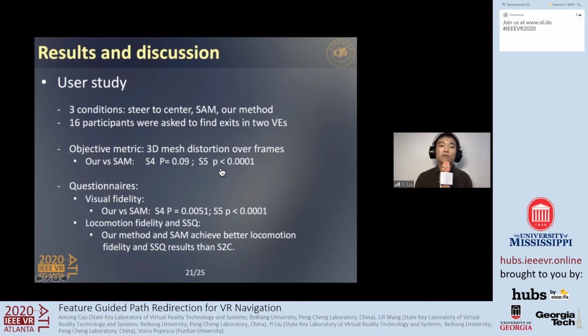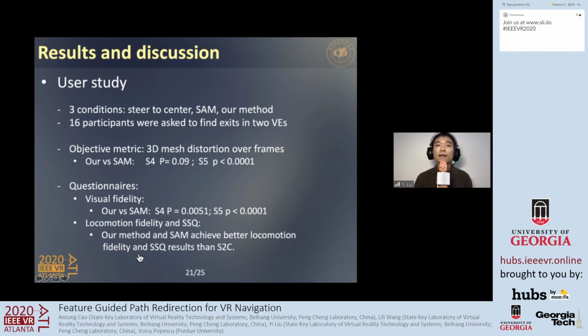We also collected questionnaires from the participants. From the visual fidelity questionnaire, it can be seen that our method has a significant advantage over SAM on both S4 and S5. From the locomotion fidelity questionnaire and SSQ, it can be seen that our method and SAM achieve better locomotion fidelity and SSQ results than S2C.